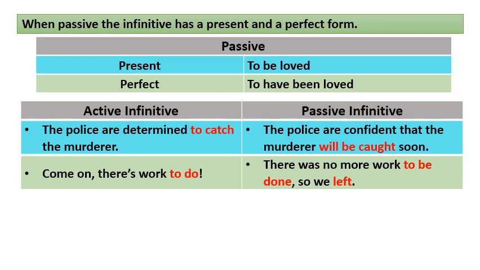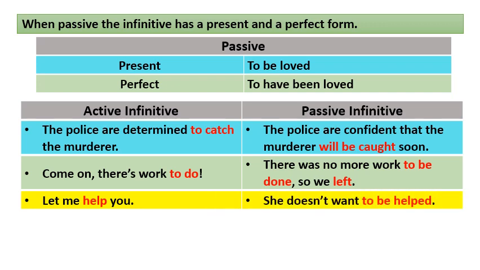Now let's see another example of active infinitive. Come on, there is work to do. See the example of passive infinitive. There was no more work to be done, so we left. Number three, the example of active infinitive is, let me help you. Whereas the example of passive infinitive is, she doesn't want to be helped.